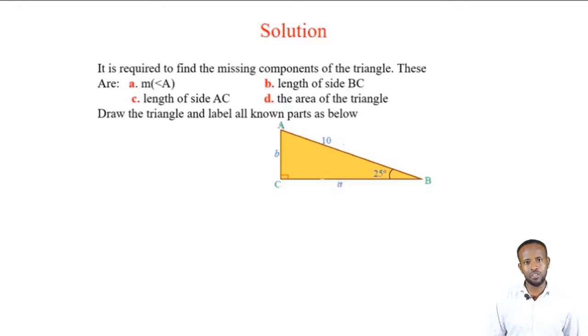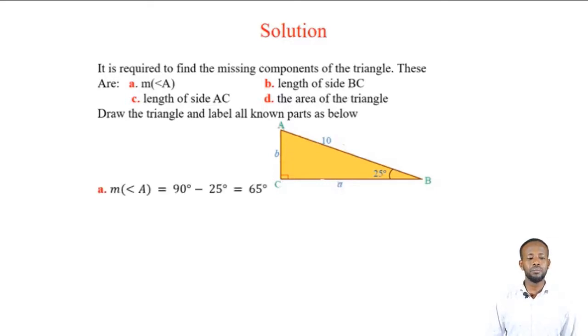So we have to find it. One question is: find the measure of angle A. Next, we have the hypotenuse side. We are given it is 10 centimeters, but we don't have the other two sides. We don't have side a, we don't have side b. Again, we don't have the area. Now, these are the things that we must find.